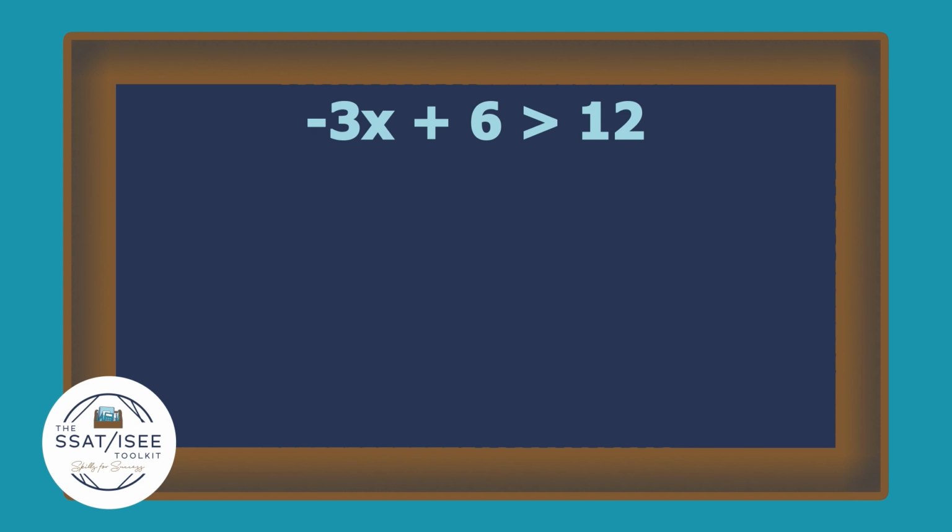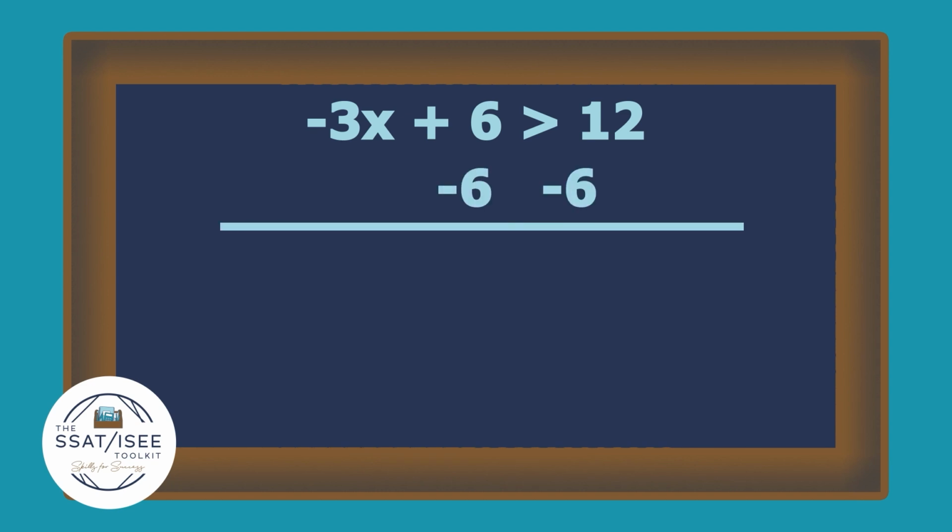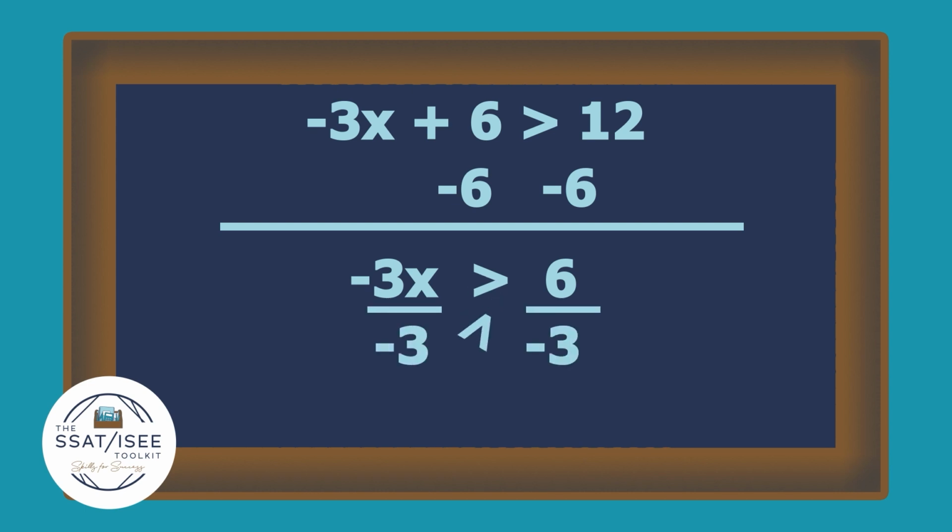In the second equation, still subtract 6 from both sides, giving -3x is greater than 6. Since you now need to divide both sides by -3 to get rid of it, you must flip your inequality as well. This will give you x is less than -2.